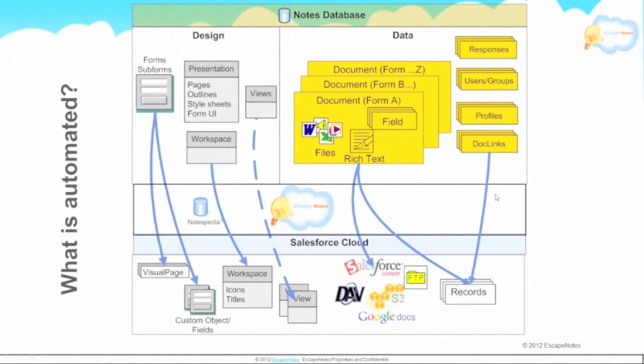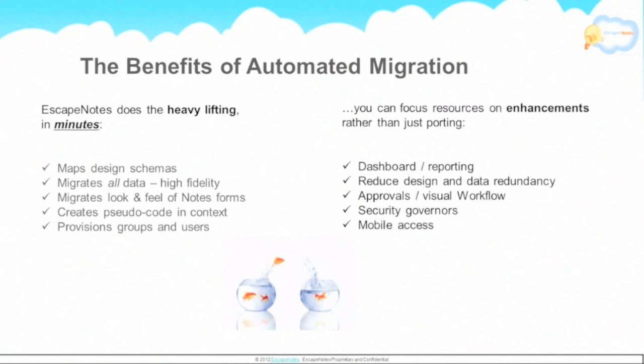So what do you have? What you have is some of the steps which are automated, some are not. And that's where it's very important to be very honest about it. The schema is preserved. All the data, 100% of the data, is preserved, and that's hard work. We migrate the look and feel of the Notes form.